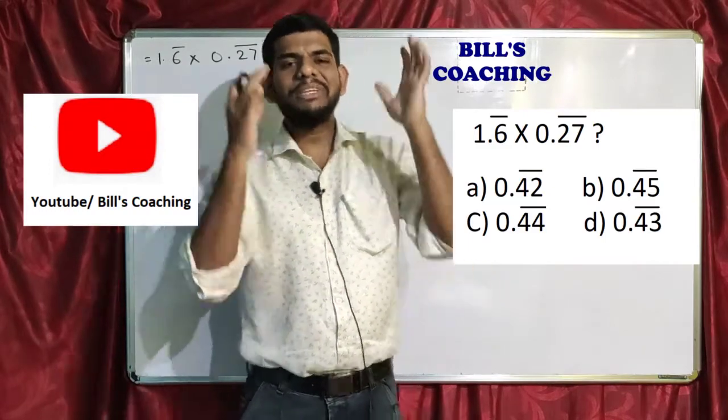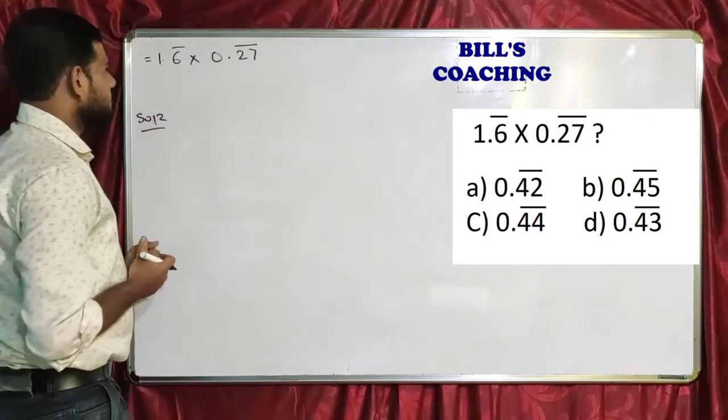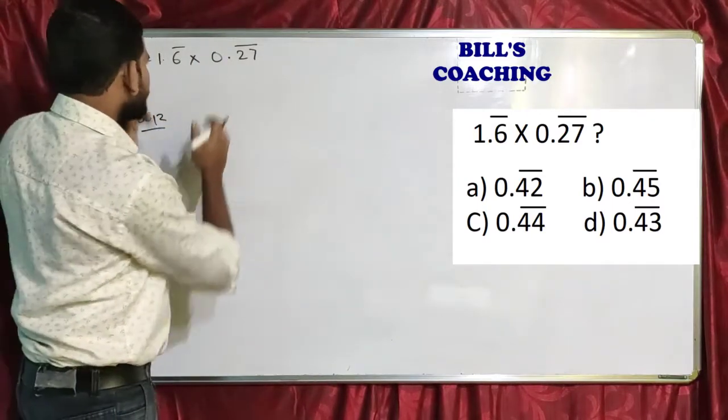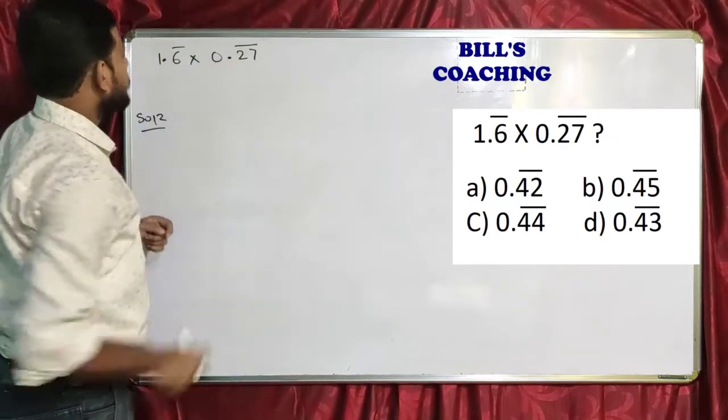So with this, let us begin with the solution. Okay, now the problem is here: 1.6 bar and 0.27 bar.